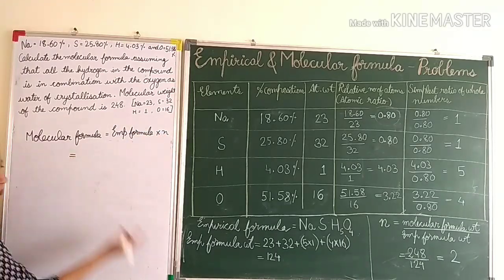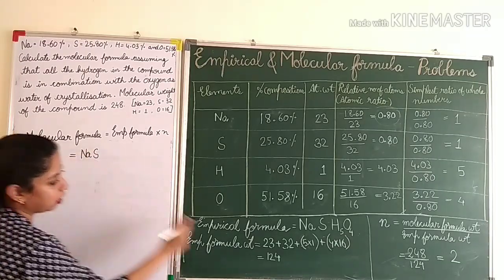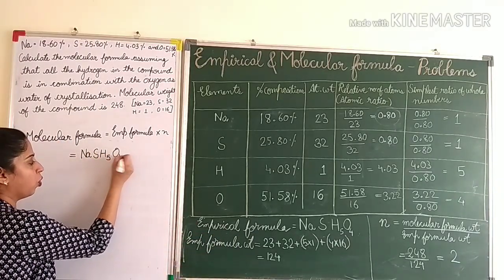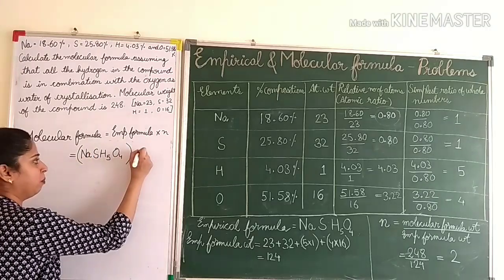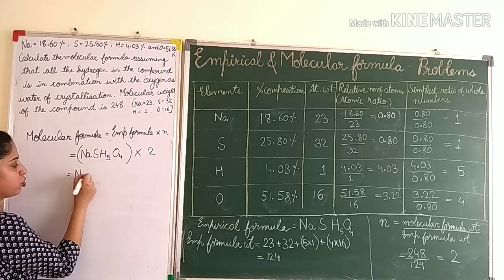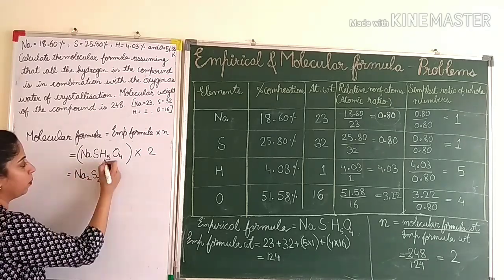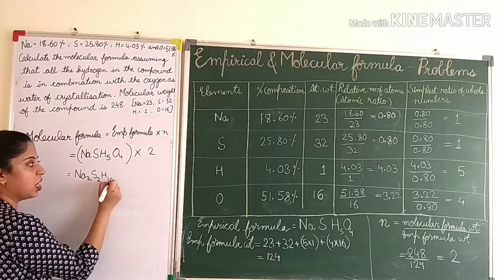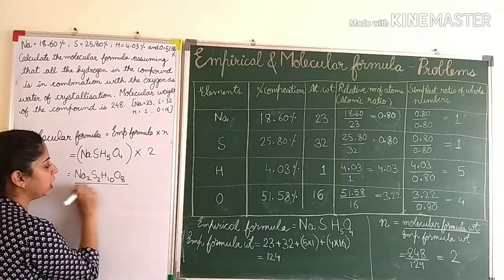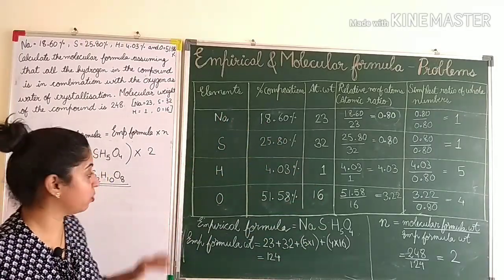So here what was the empirical formula? NaS, then H was 5 and oxygen was 4. We take this and multiply it with 2. So your sodium becomes 2. Your sulfur becomes 2, your hydrogen becomes 10 and your oxygen becomes 8. So till here we have to follow whatever method we are following for all the sums.